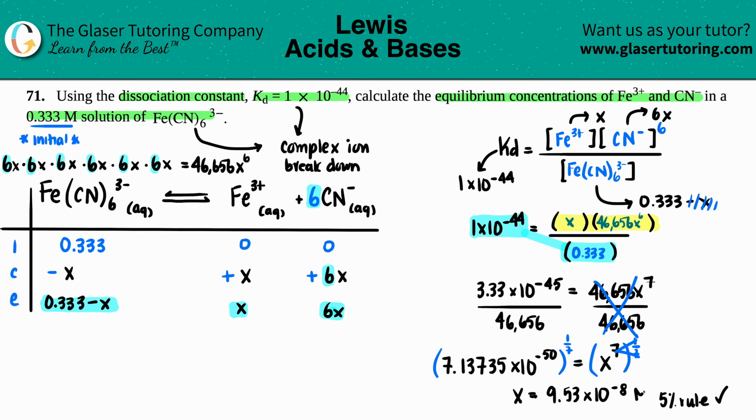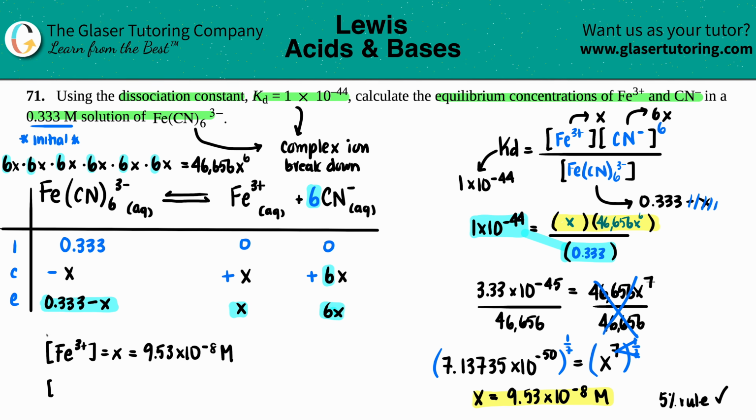We can add the molarity at the end here. And I'm just going to bring this over. And that is our X value. But did we answer the question? They want us to calculate the equilibrium concentrations of the iron and the cyanide. So I have to go back to my equilibrium values. It was stated that Fe3+ was just X. So that's the X that I found, 9.53 times 10 to the -8th molarity.